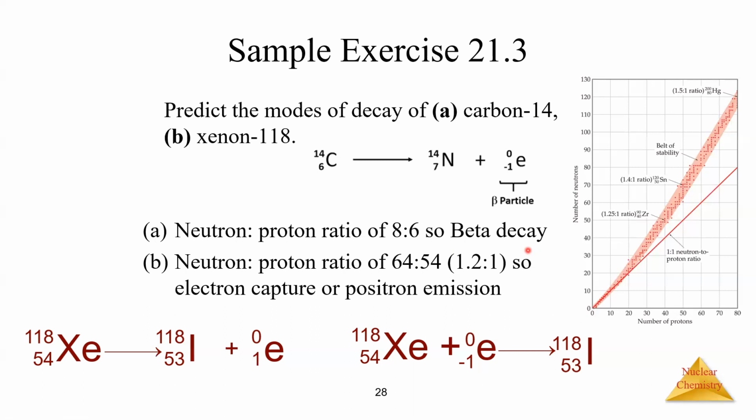And again, just think about what the location means relative to the belt of stability. If we're above it, now we've got too many of these neutrons. So beta decay will allow us to convert one of these neutrons into a proton. Or if we're below it, we need the opposite to occur. And that's why we see the mass is still 118. But in this case, we have the atomic number decreased by 1, so 54 to 53.